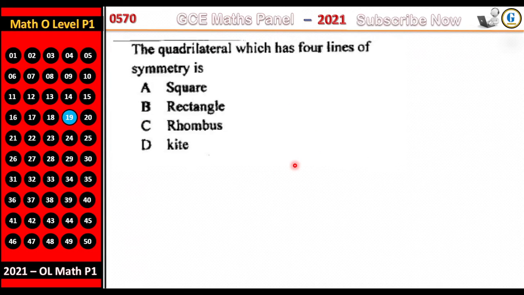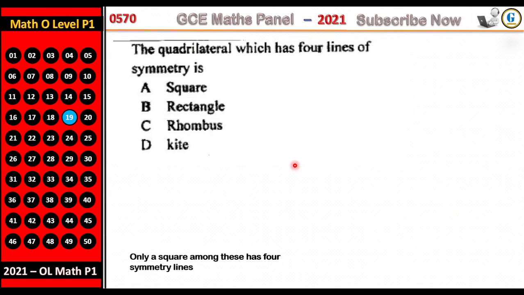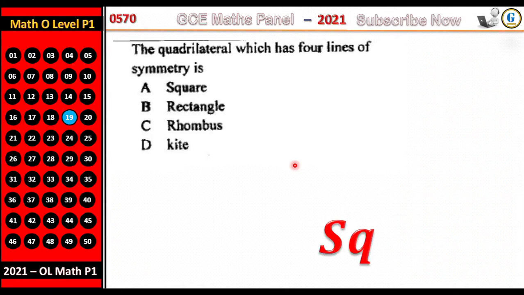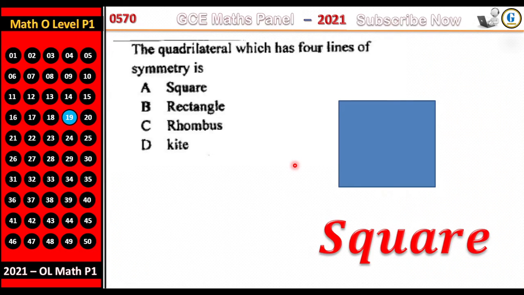The quadrilateral which has 4 lines of symmetry. A line of symmetry is when you divide something into 2 and the 2 halves are mirror images. It means that you can fold to one side and it lies exactly on the other. So only a square has that property.